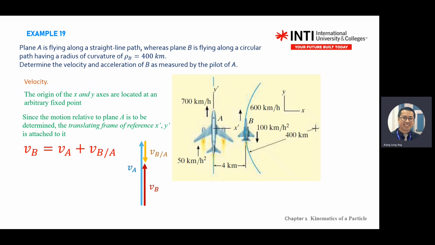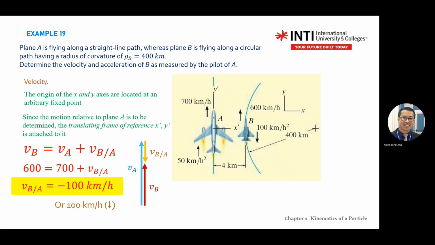Or you can use the cheat equation. You write VB stroke A. You refer to what the question will ask you: velocity of B as measured by pilot A. So VB stroke A. You put in the value and you get VB stroke A equal to minus 10 kilometer per hour. Or you translate to a positive value, and the negative sign means the opposite direction.